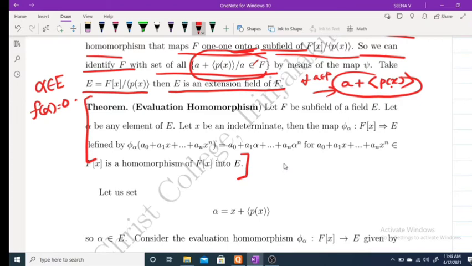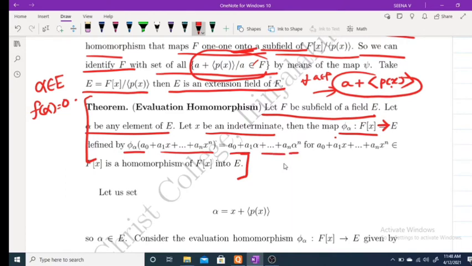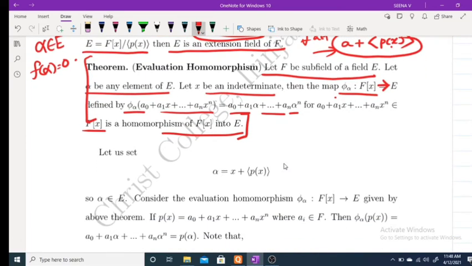What is the evaluation homomorphism? Let F be a subfield of a field E, and let alpha be an element of E, and let x be an indeterminate. Then the map phi alpha from F[x] to E defined by phi alpha of a0 plus etc plus an x raised to n equal to a0 plus a1 alpha plus etc plus an alpha raised to n, for a0 etc belongs to F, is a homomorphism of F[x] into E. What is the map actually? Polynomial x is replaced by alpha. So let us set alpha equal to x plus the ideal generated by P(x).